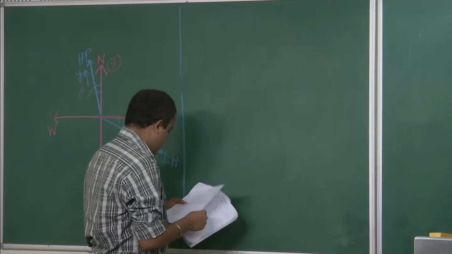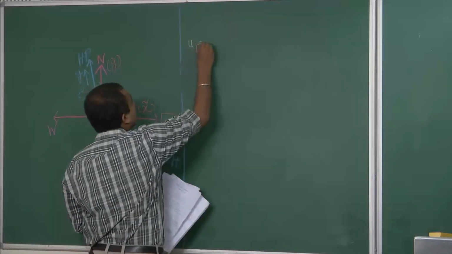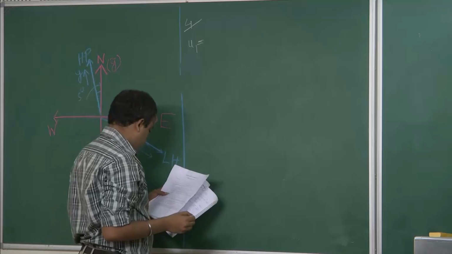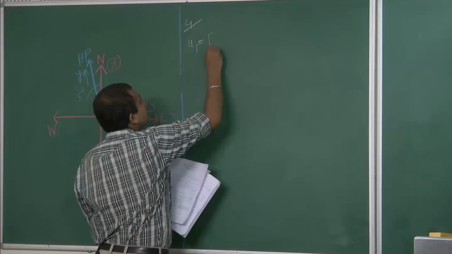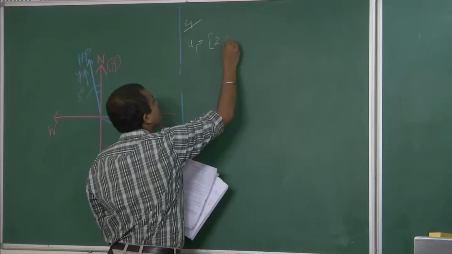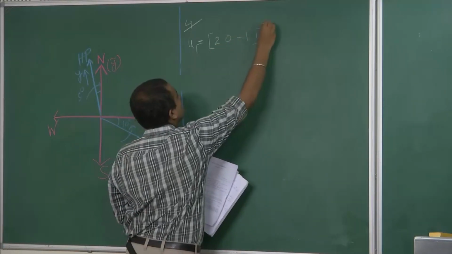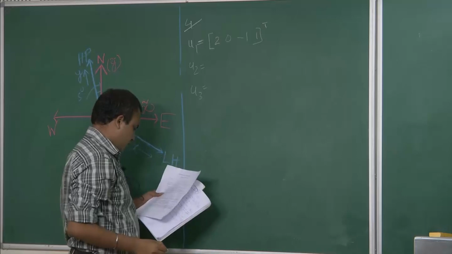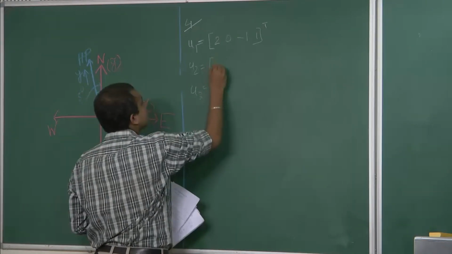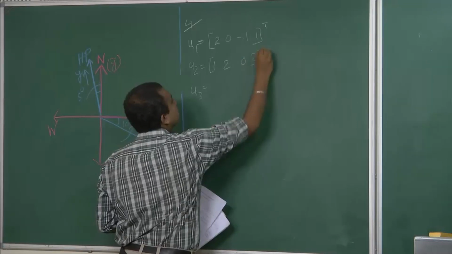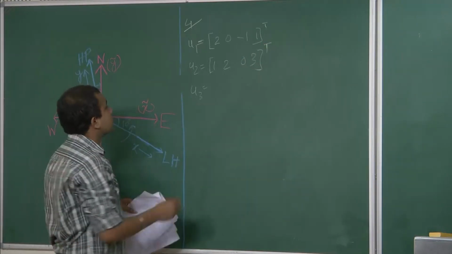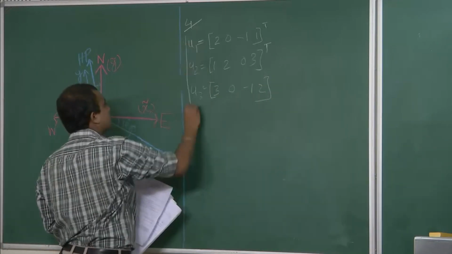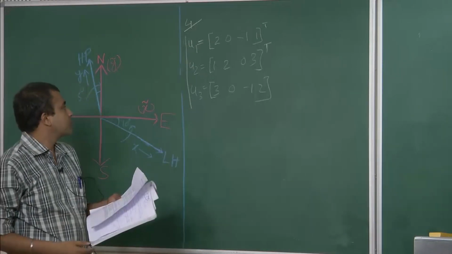So, I think the vectors were okay. U1, this is problem number 4, assignment 1. U1 is 2, 0, minus 1, 1 transpose. U2 is 1, 2, 0, 3, always transpose, to save space. And U3 is 3, 0, minus 1, 2. So, these are the three vectors that have been given, and we are asked to do Gram-Schmidt basically.